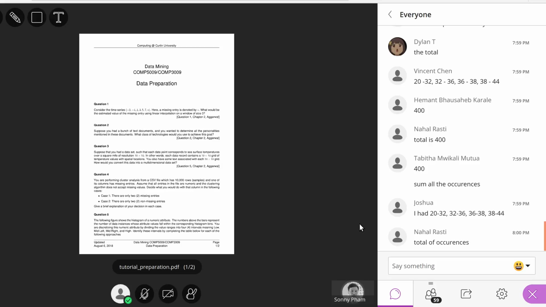All right, suppose that you have a data set, right? Each data point corresponds to sea surface temperatures over a square mile of resolution 10 by 10, right? In other words, each data record contains a 10 by 10 grid of temperature values with spatial locations. You also have some text associated with the 10 by 10 grid. How would you convert this data to a multi-dimensional data set? All right, has anyone thought of this question yet?